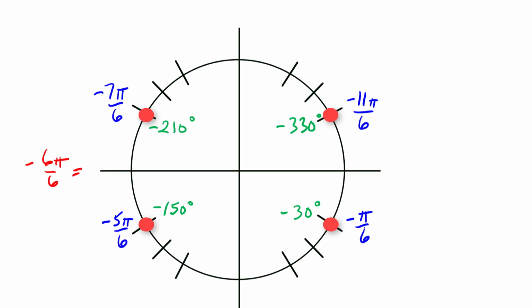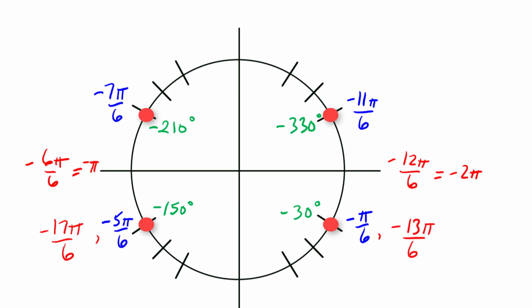And we could also think of negative pi as -6pi/6, and -2pi as -12pi/6. In fact, we can continue on one full revolution and add a -12pi/6 to a -1pi/6, -13pi/6. Or -12 and -5 is -17pi/6 in quadrant 3.